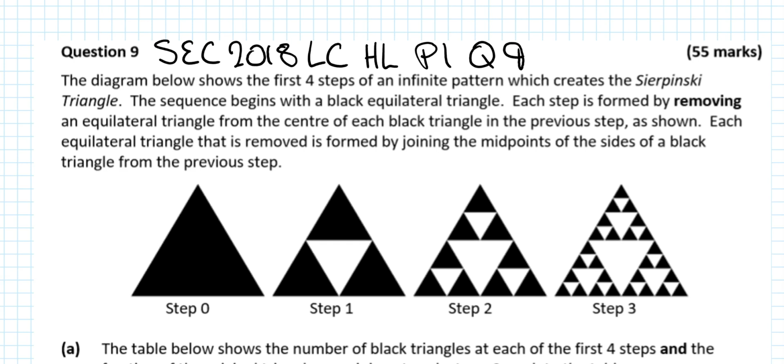Okay, so this is SEC 2018 Cert Higher Level Maths, Paper 1, Question 9. It's a sequences and series question. The diagram below shows the first 4 steps in an infinite pattern which creates a, I'm not going to attempt to pronounce that, triangle. The sequence begins with a black equilateral triangle. Each step is formed by removing an equilateral triangle from the center of each black triangle in the previous step, as shown. Each equilateral triangle that is removed is formed by joining the midpoints of the sides of a black triangle from the previous step.